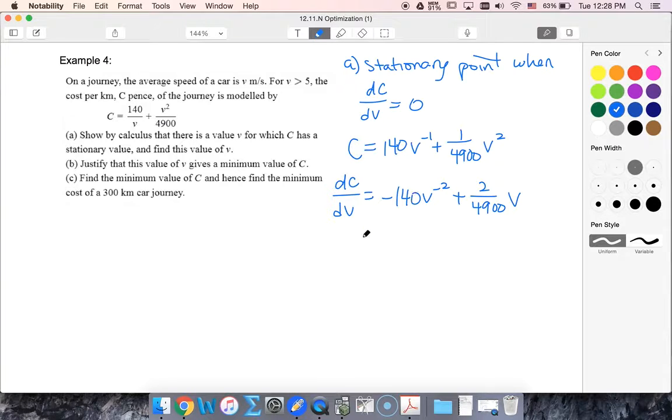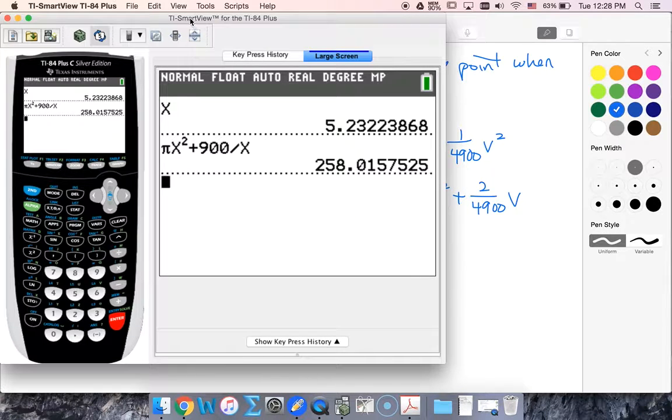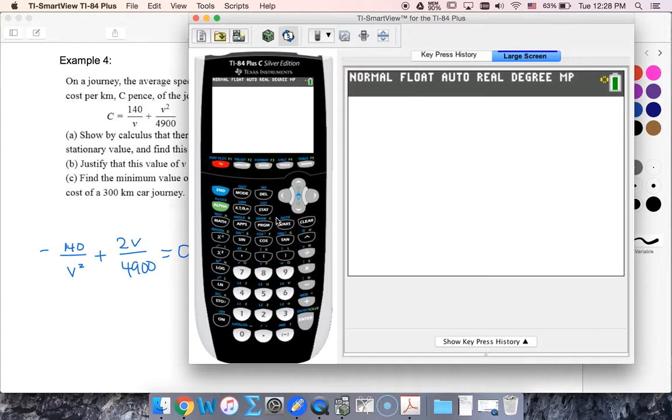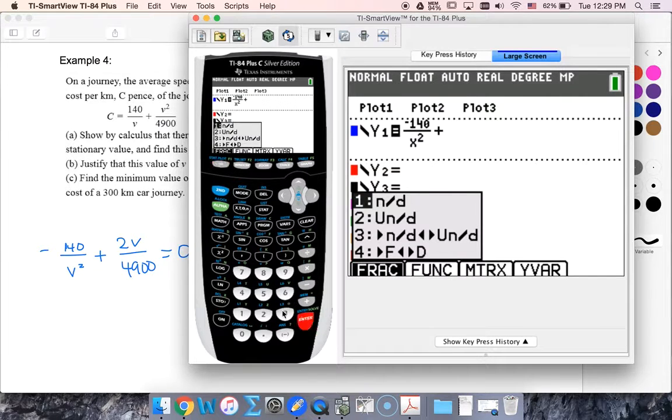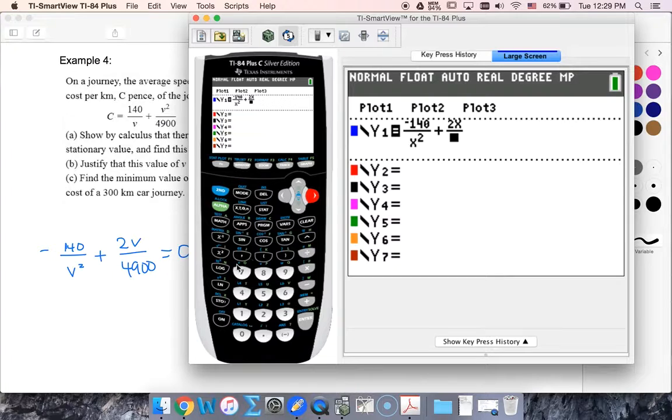Now I'm going to set that equal to 0. So negative 140 over V squared, V to the negative 2 is over V squared, plus 2V over 4900 equals 0. Let's put this in our calculator. So we've got negative 140 over V squared plus 2V over 4900.